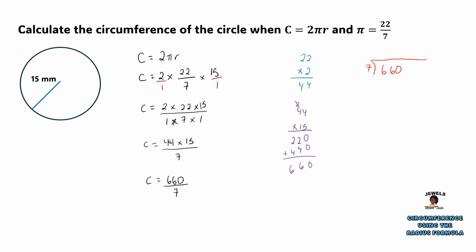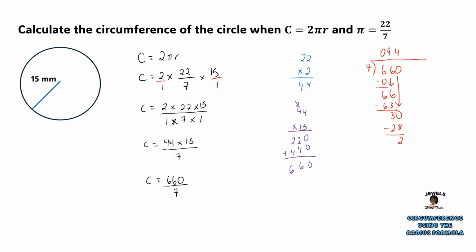So we know that 7 cannot divide into 6, and 6 is less than 7. 7 times 0 is equal to 0. 6 minus 0 is equal to 6. We'll bring down that 6, changing 6 into 66. 7 will divide into 66 9 times. 9 times 7 is 63. 66 minus 63 will give us the difference of 3. We'll bring down our next 0, changing 3 into 30. 7 will divide into 30 4 times. 4 times 7 is equal to 28. When 30 subtracts 28, we have a difference of 2.